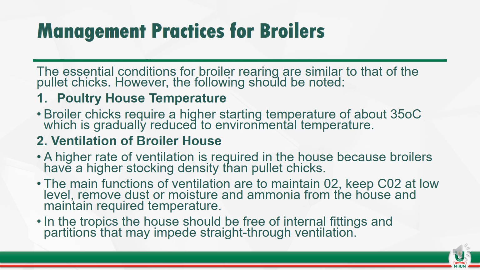Now, a higher rate of ventilation is required in the house because broilers have a higher stocking density than the pullet chicks. Now, the main functions of ventilation are to maintain a constant flow of oxygen and keep carbon dioxide as low as possible. Now, you also need to remove dust, moisture, ammonia from the house and maintain the required temperature. In the tropics, the house should be free of internal fittings and partitions that may impede straight through ventilation.